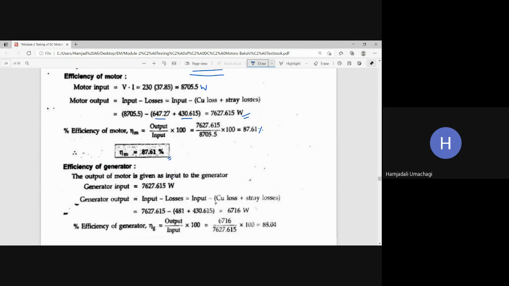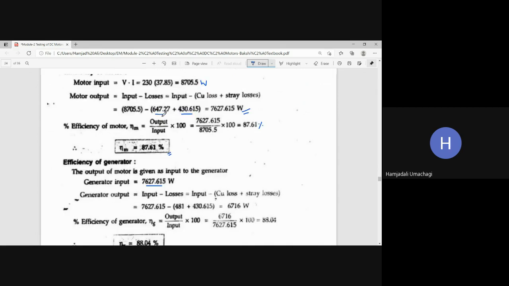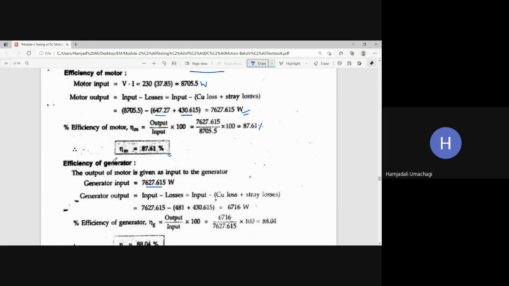Now similarly, let us calculate the efficiency of the generator. Output of the motor is nothing but input to the generator, because both motor and generator are coupled mechanically. So whatever output of the motor will be there is nothing but input to the generator. So generator input is equal to motor output, which is 7627.615 watts. Now generator output is nothing but what? Input minus losses. So input minus losses means what?